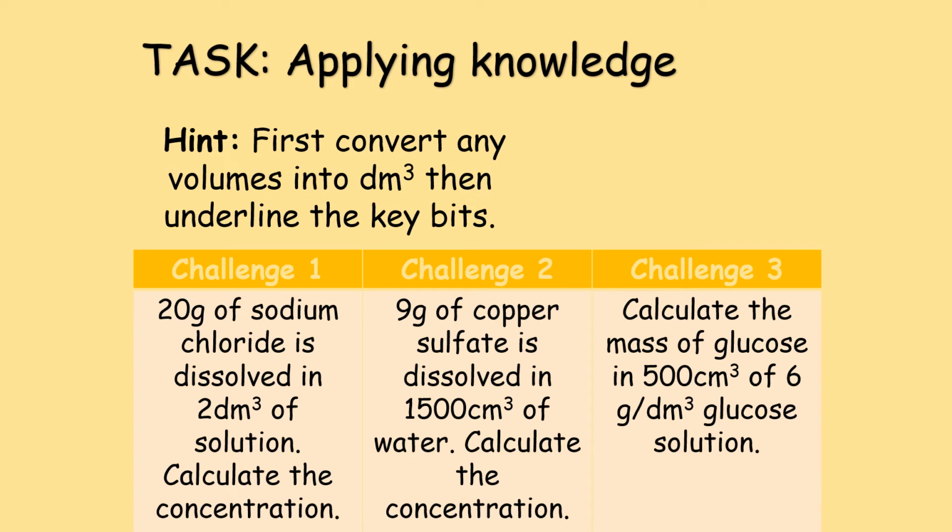Now, if I rearrange the equation, because when I write out my equation, density equals mass divided by volume, I can see that the mass is not the subject of the equation. I have to multiply both sides by the volume. So to get the mass, I'm going to do 0.5 decimeters cubed multiplied by 6 grams per decimeter cubed, and I'm going to get an answer of 3 grams.